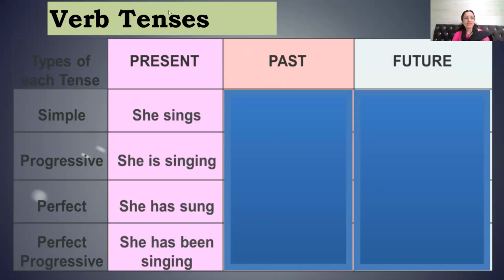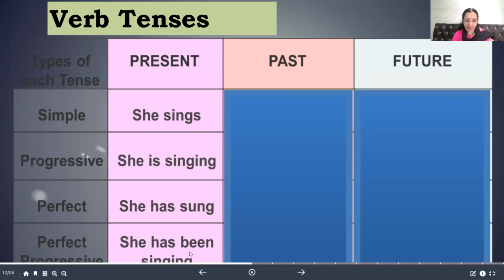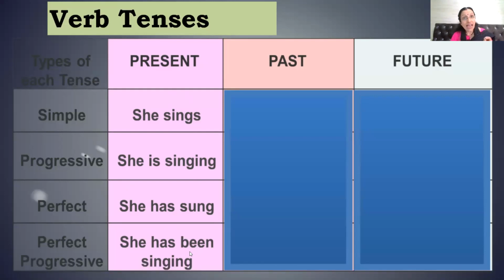So you see here: she sings, she is singing, she has sung, she has been singing. Here we see how the verb changes. Progressive is shown with is, because it is present progressive. Have or has is used for the perfect tense. When it is perfect, have or has will come. Since it is progressive, I have to put ing, singing. But you cannot say "she has singing," so you have to put the participle been.